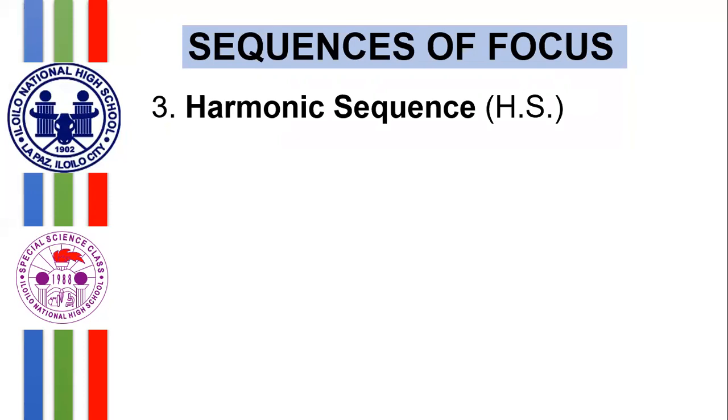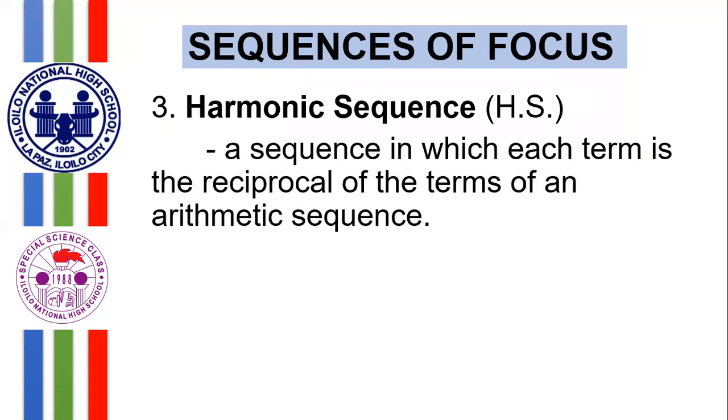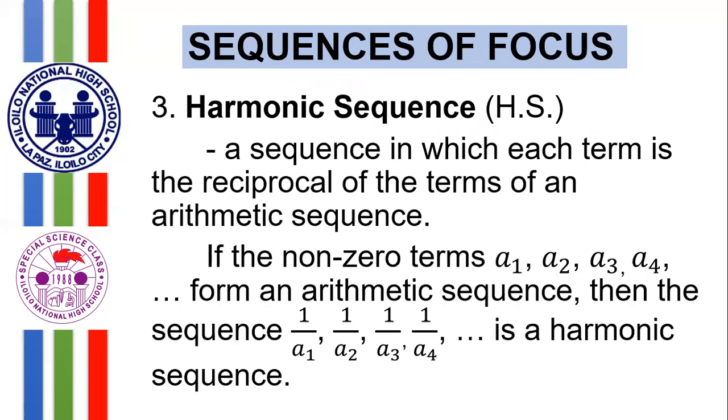sequence, denoted by HS. So what is a harmonic sequence? It is a sequence in which each term is the reciprocal of the terms of an arithmetic sequence. That is, if the non-zero terms a sub 1, a sub 2, a sub 3, a sub 4, and so on form an arithmetic sequence, then the sequence 1 over a sub 1, 1 over a sub 2, 1 over a sub 3, 1 over a sub 4, basically the reciprocals of these terms, is in fact a harmonic sequence.